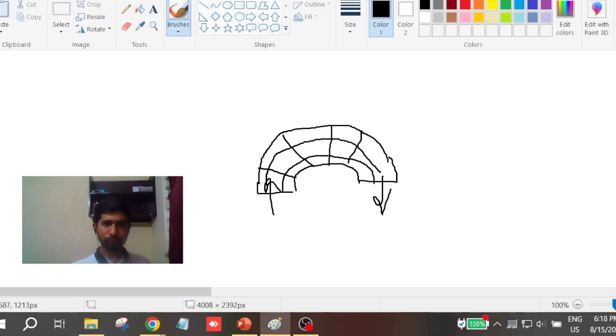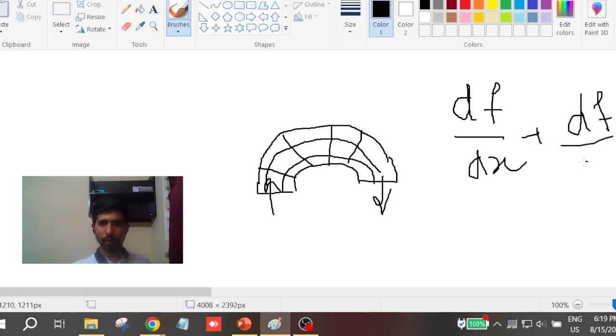Now you can indirectly use the finite difference method for this geometry. For example, you have ∂f/∂x + ∂f/∂y = 0. Now you cannot directly write ∂f/∂x for this particular geometry. First of all, that is not possible, because you do not have a straight grid here to write ∂f/∂x.